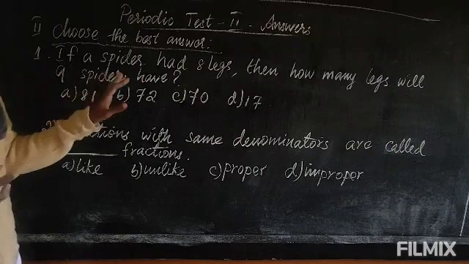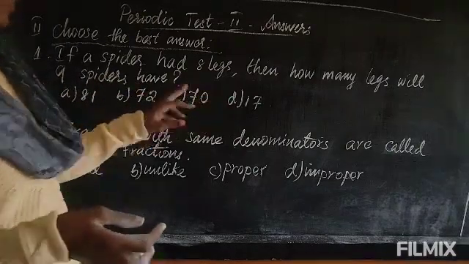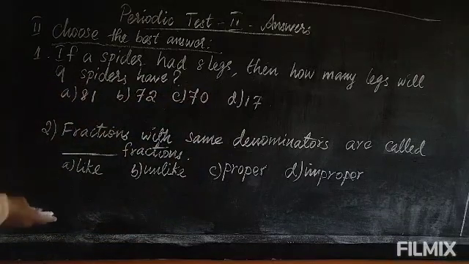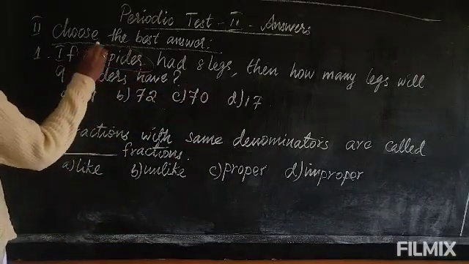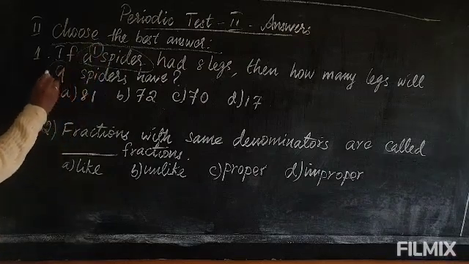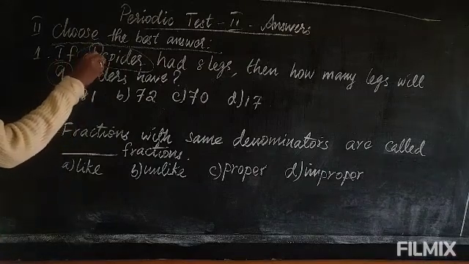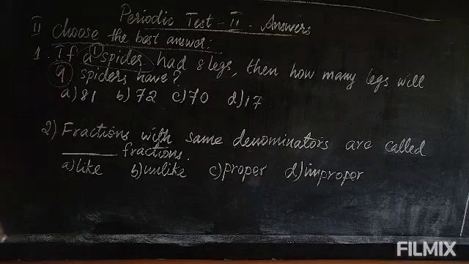If a spider had 8 legs, then how many legs will 9 spiders have? So given for a spider means 1 spider. Given for 1 and they are asking for 9 spiders. So given for 1 and asked for many, that means what you have to do?